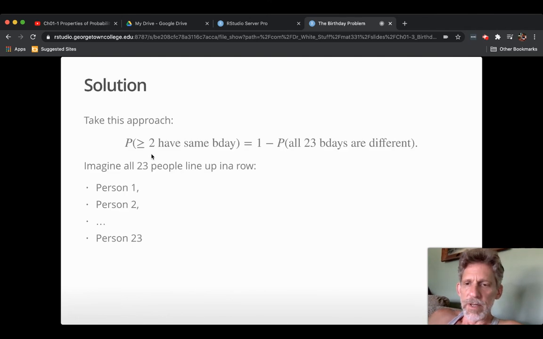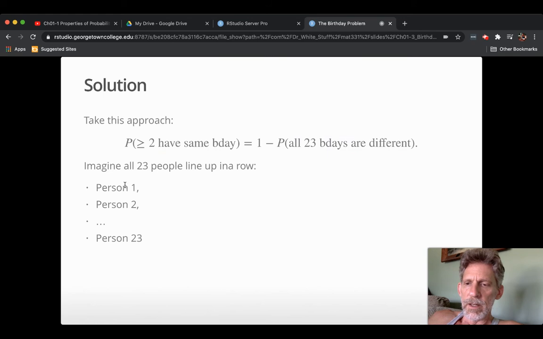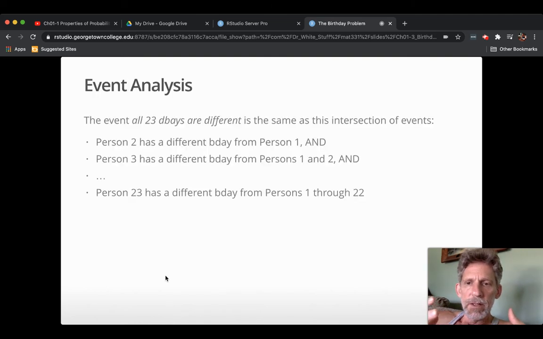Here's the approach I'm going to take. The probability that at least two of them have the same birthday is 1 minus the probability that all 23 birthdays are different. Now, let's take these 23 people and line them up in a row and call them person 1, person 2, all the way up to person 23. And then think about the event, all 23 birthdays are different, okay?